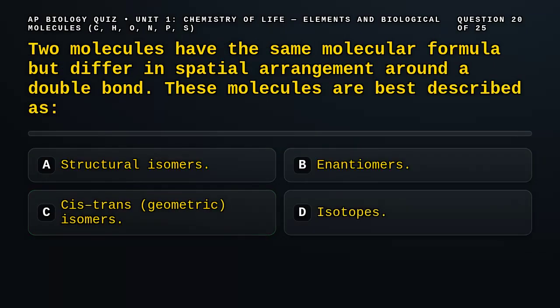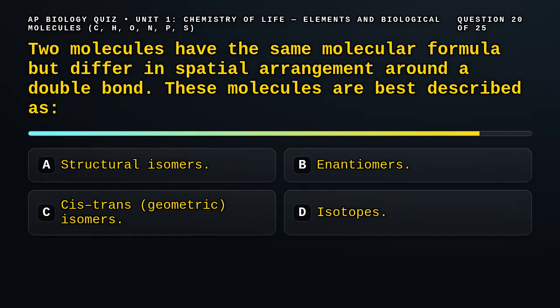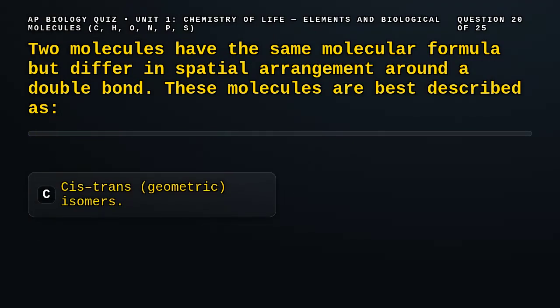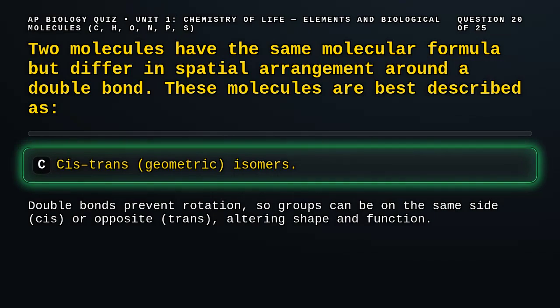Question 20. Two molecules have the same molecular formula but differ in spatial arrangement around a double bond. These molecules are best described as A. Structural isomers. B. Enantiomers. C. Cis-trans or geometric isomers. D. Isotopes. Correct answer, C. Double bonds restrict rotation, so groups can be on the same side, cis, or opposite sides, trans. Differences that change molecular shape and biological activity.